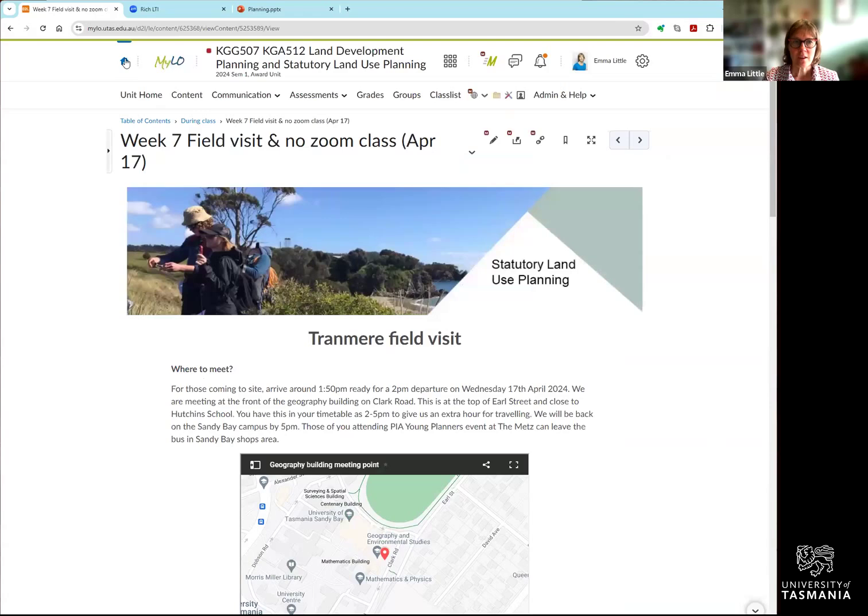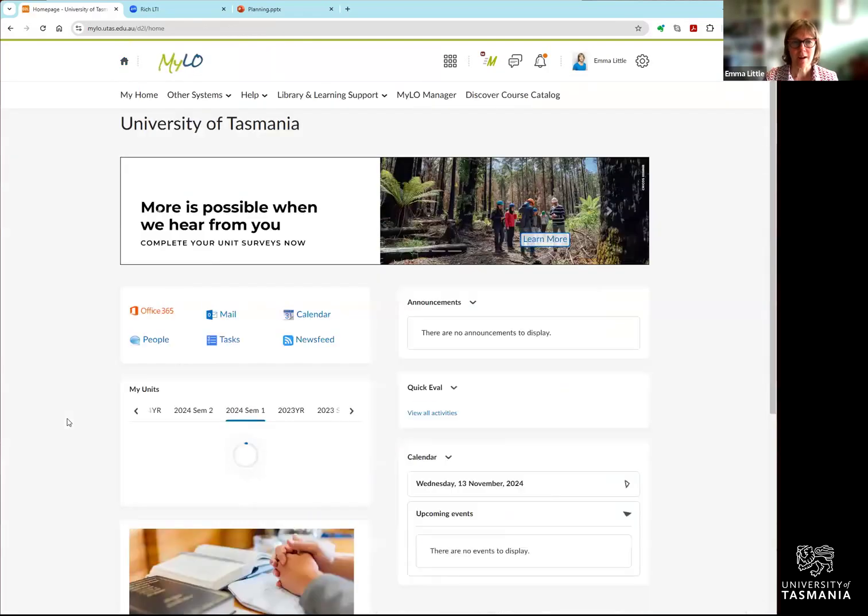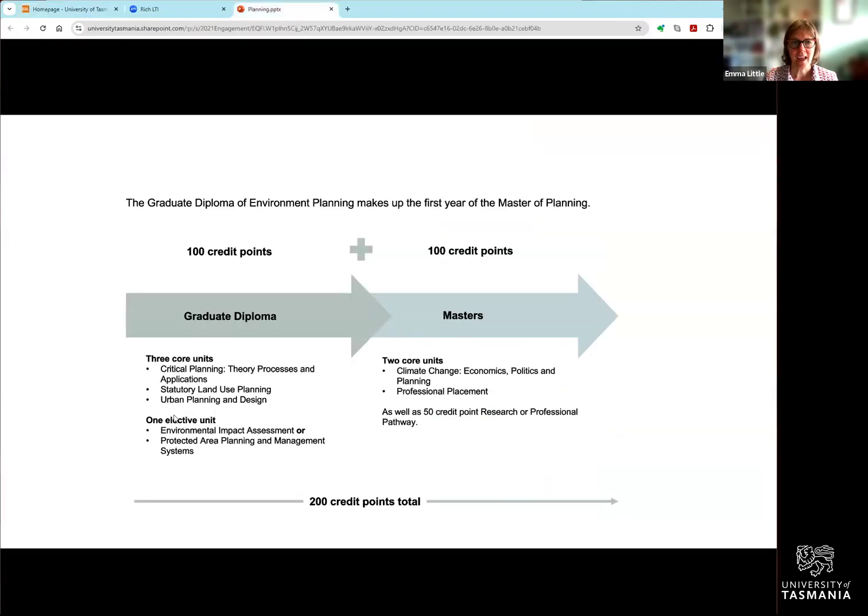So both those units give you a chance to really rattle around and understand the basics of the theory and the practice of planning.